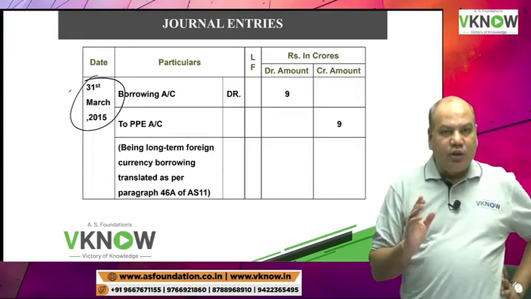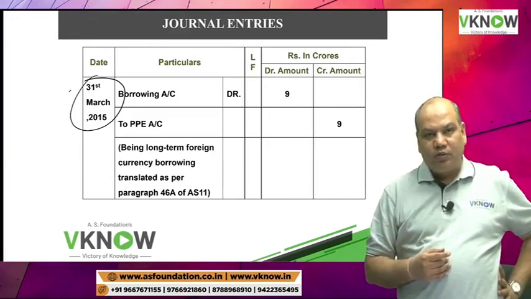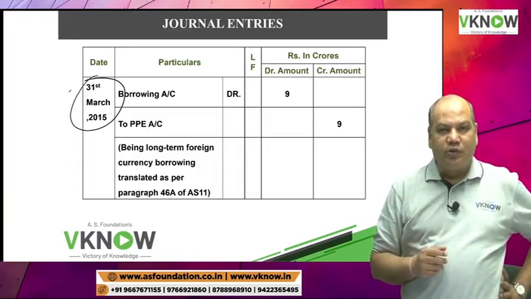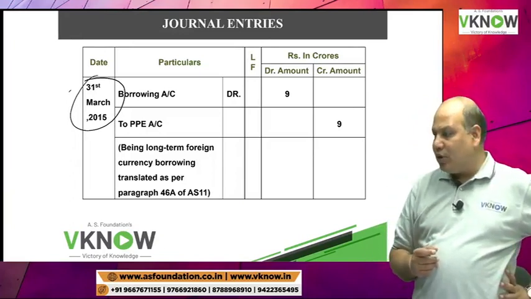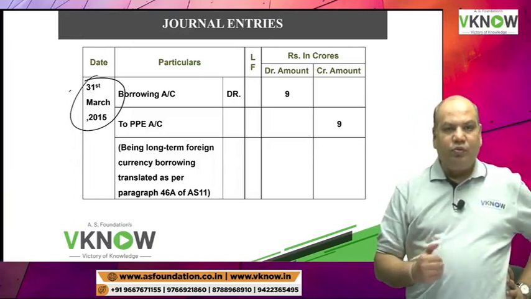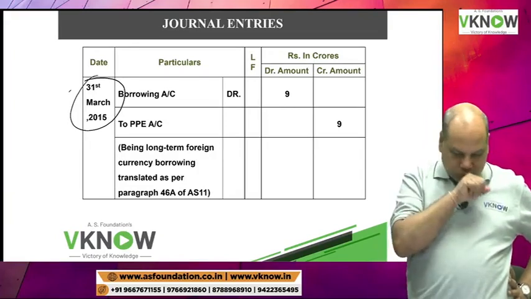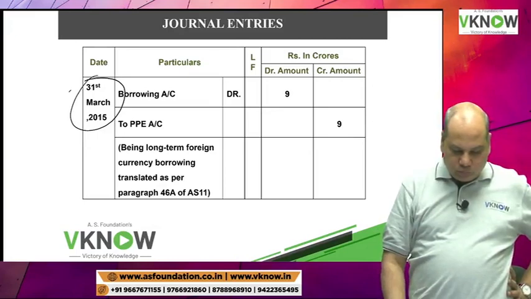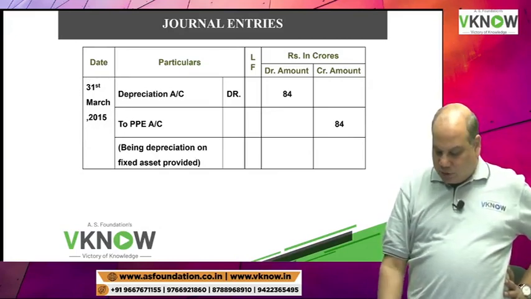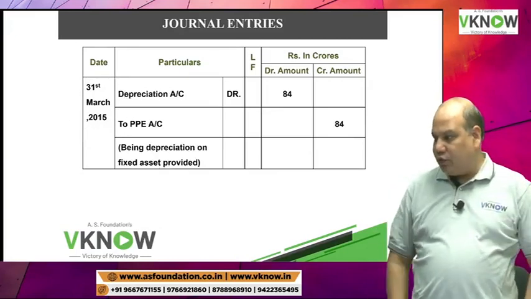What was the third year depreciation? Can you tell me? Look into your table and give me the answer quickly. The third year depreciation was 84.